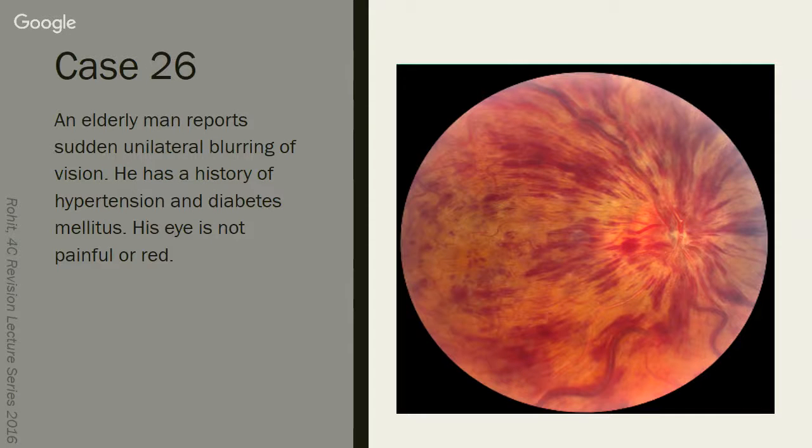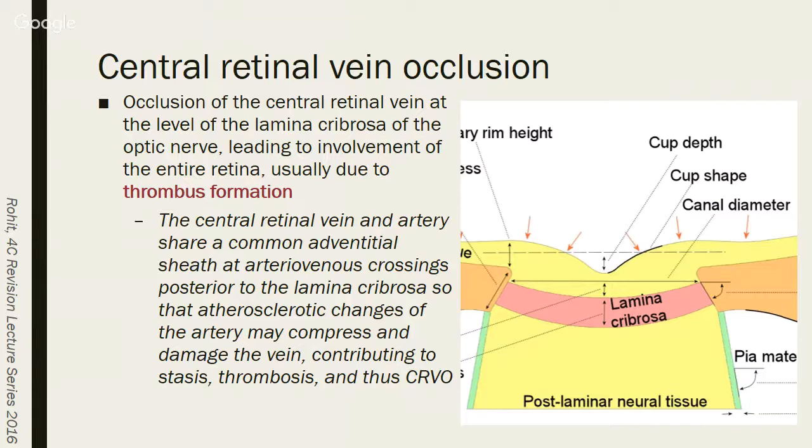So another one, person in blue. An elderly man reports sudden unilateral blurring of vision, history of diabetes and hypertension. His eye is not painful or red. But that's his fundus. So we just did central retinal artery occlusion. This one is the vein, so the central retinal vein occlusion.